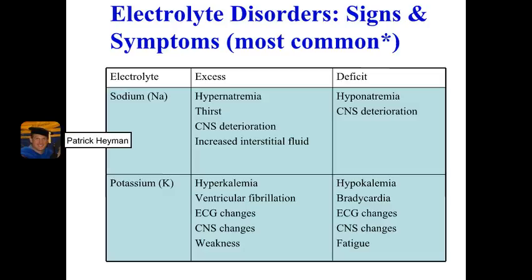Now what we're going to do is look at some of the more common electrolytes and the signs and symptoms that are most common when they're high or low. If you have too much sodium, call it hypernatremia, it's associated with being thirsty, CNS deterioration, so basically your brain doesn't function as well, and increased interstitial fluid. When we say CNS deterioration, at the extremes you can actually have seizure, coma, and death. As far as deficit goes, same thing, just CNS deterioration.